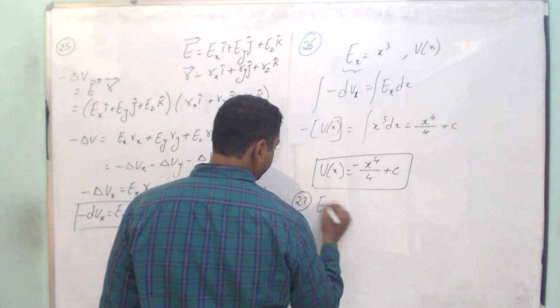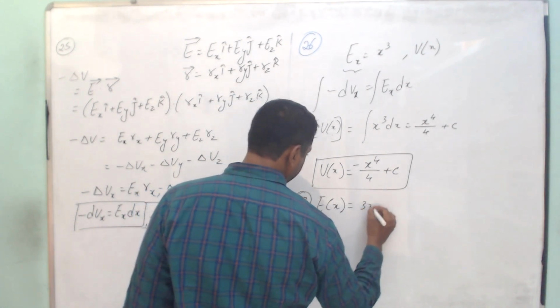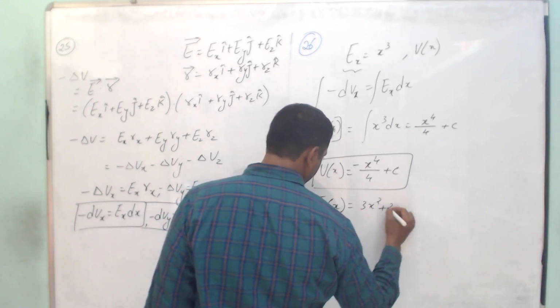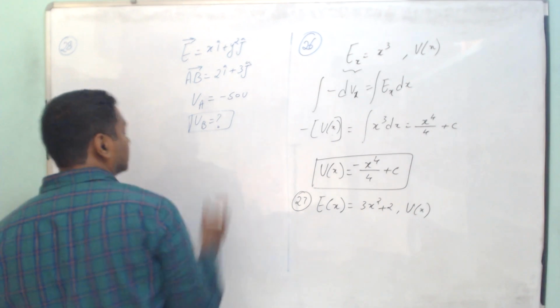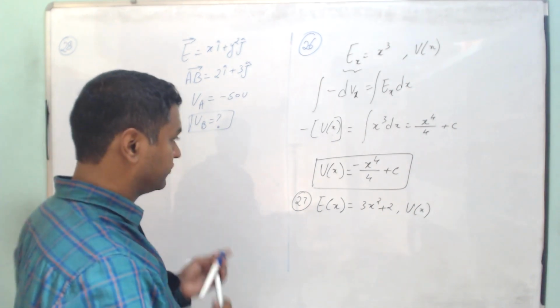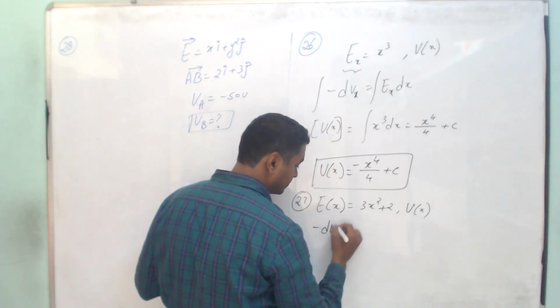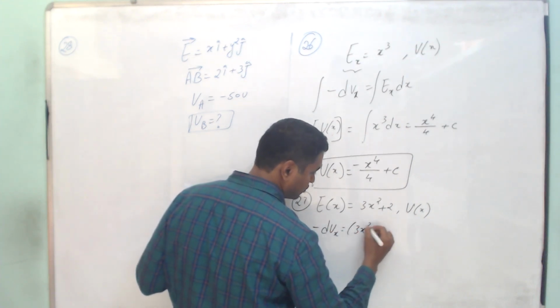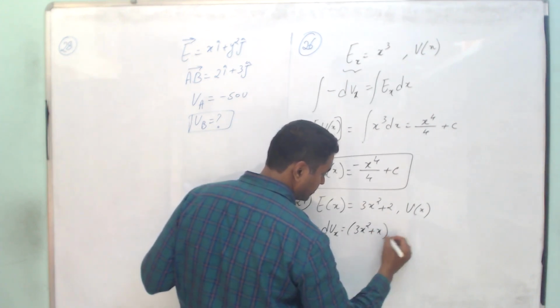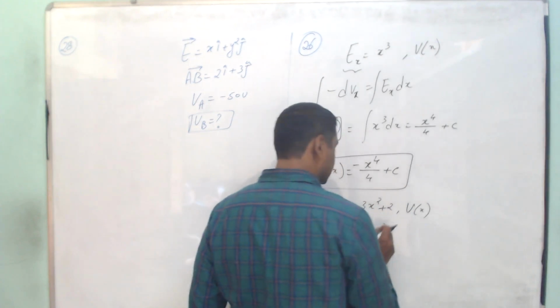So the electric field as a function of x is given as 3x square plus 2. Find the potential as a function of x. Okay, I'm solving this. So basically minus dV(x) is equal to (3x square plus 2) dx. Correct?